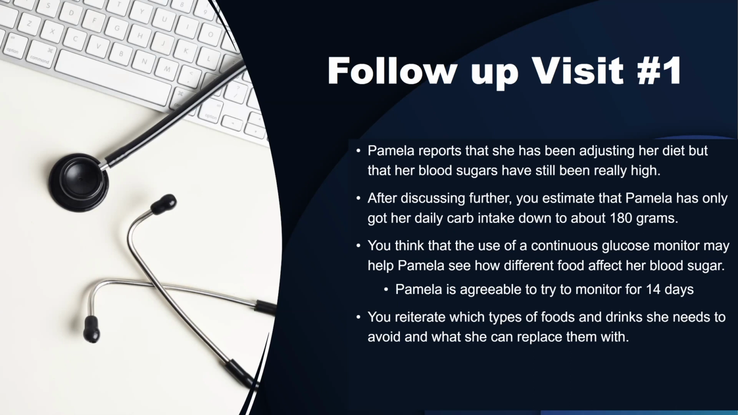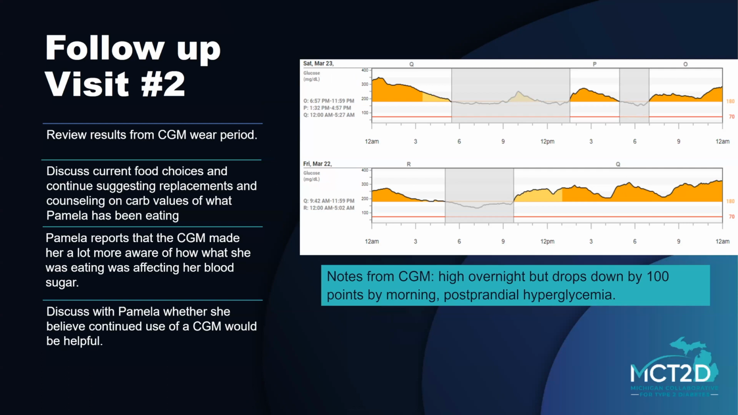So we started her on a continuous glucose monitor, so that she can actually see and get real-time feedback about her food choices. Again, a little bit more coaching on low carbohydrate foods and drinks and what would be appropriate for her to replace her current diet with lower carbohydrate options. She comes back at a next follow-up visit, and here's her continuous glucose monitoring from that wear period. Again, she's still high, especially right after her meals. She does have some periods where she's more in the normal range now.